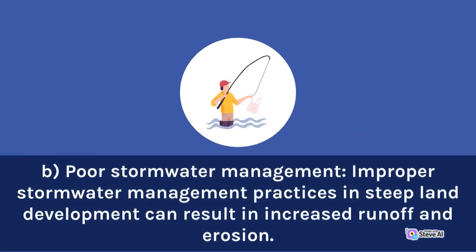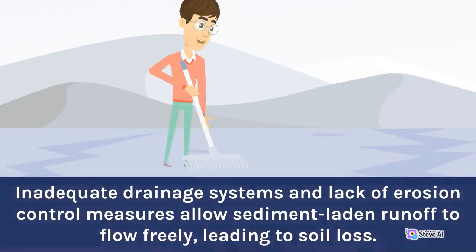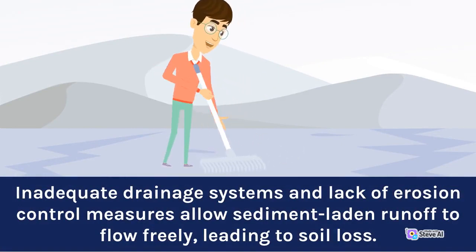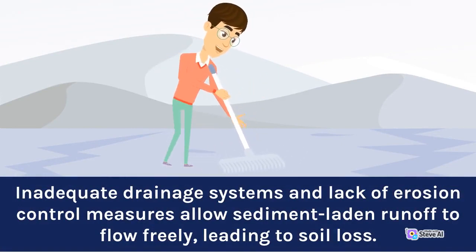B. Poor stormwater management. Improper stormwater management practices in steep land development can result in increased runoff and erosion. Inadequate drainage systems and lack of erosion control measures allow sediment-laden runoff to flow freely, leading to soil loss.